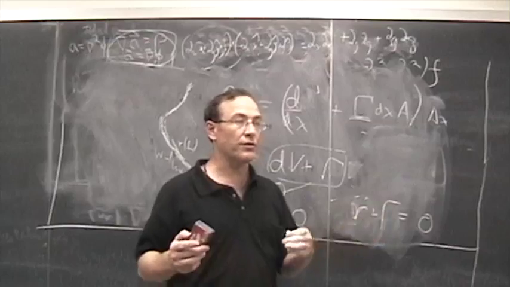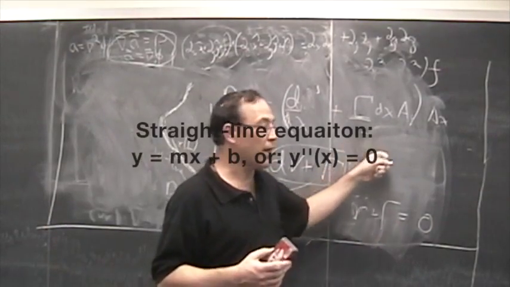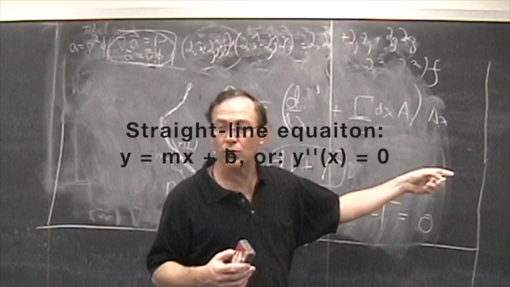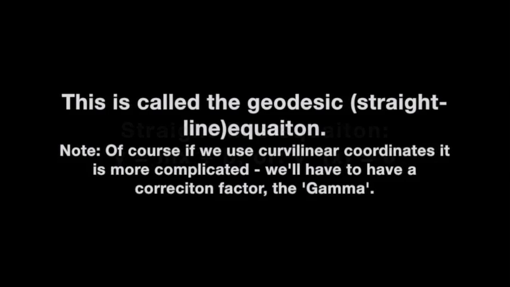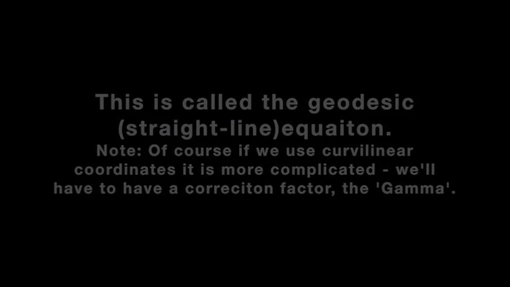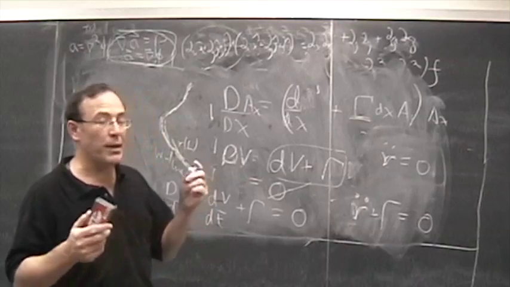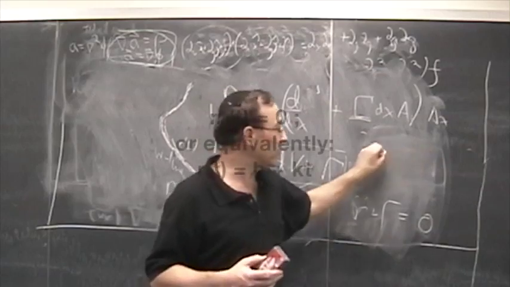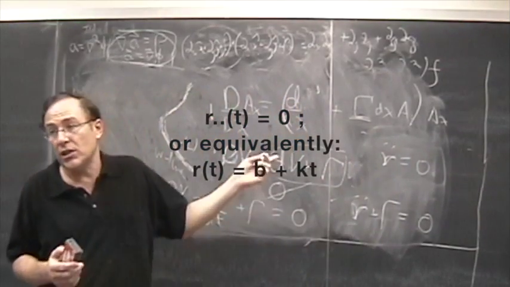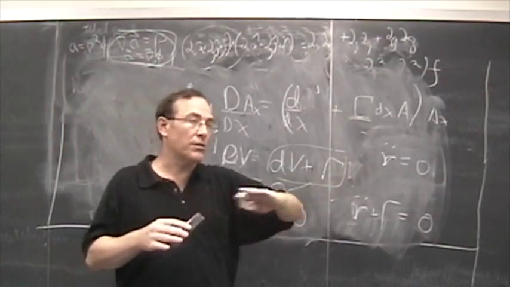What was the geodesic equation for a flat space or a flat coordinate system? It was simply either mx plus b, or in space-time, x double dot is 0, or I'm using r double dot is 0. That's the straightest line. That's the geodesic equation for the simplest flat space, flat coordinates, whatever.